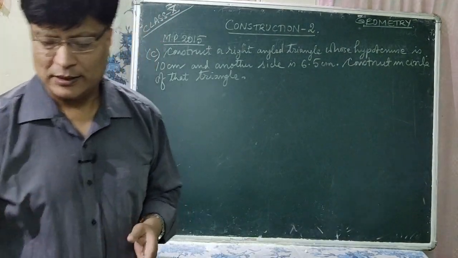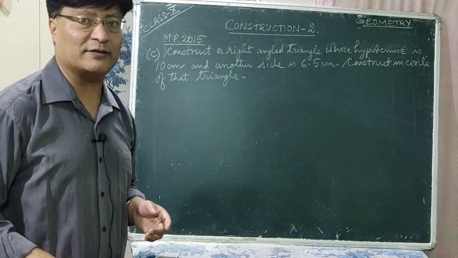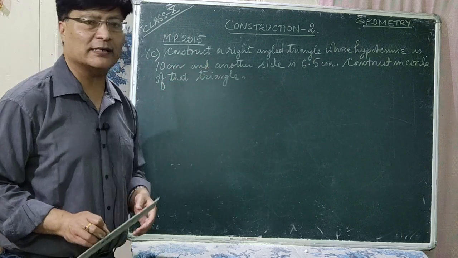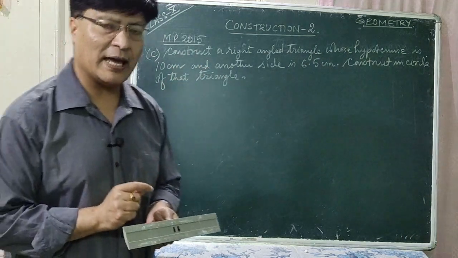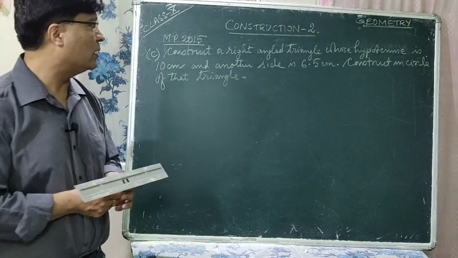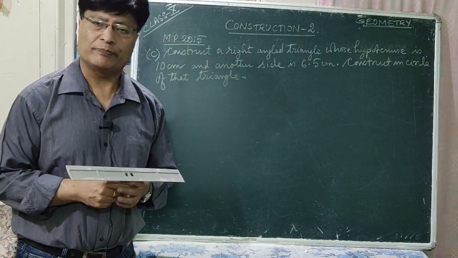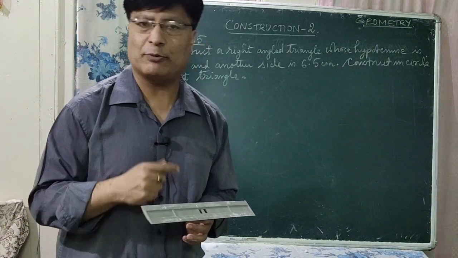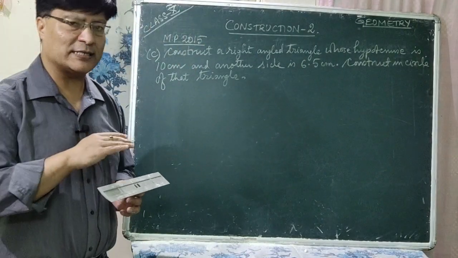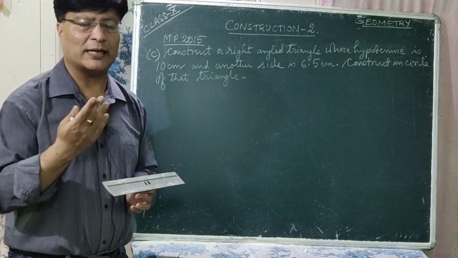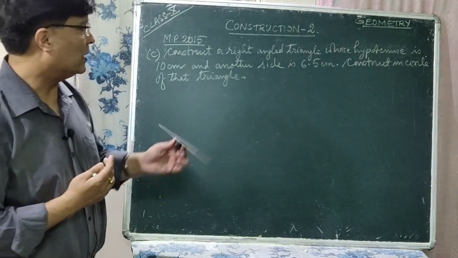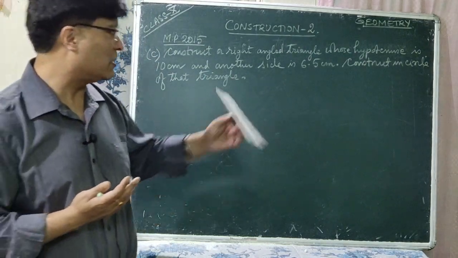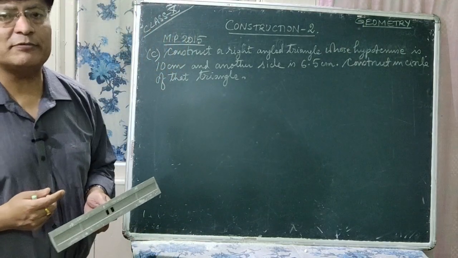Is that clear? So now let us draw a right angle triangle first, whose hypotenuse is 10 centimeter and another side is 6.5 centimeter. So here we have a right angle triangle. We have a hypotenuse, which is opposite the 90 degree. Hypotenuse is 10 centimeter. And another side, it may be perpendicular or it may be base, is of length 6.5 centimeter.